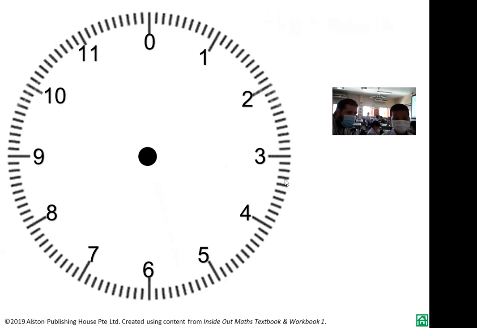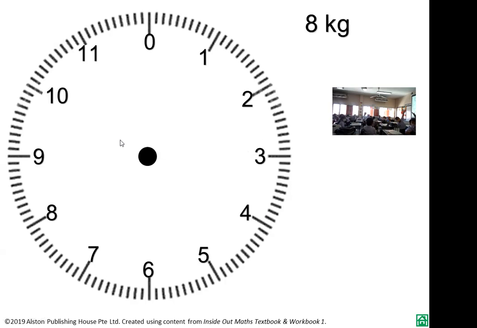3 kg. So these are kg. So 1, 2, we want 3. 1, 2, 3. So click on 3. Again? Yes. One more. There we go, thank you. Okay, next one.